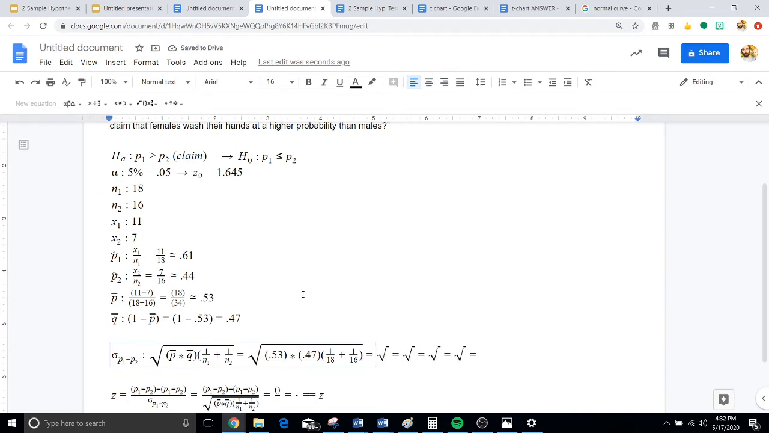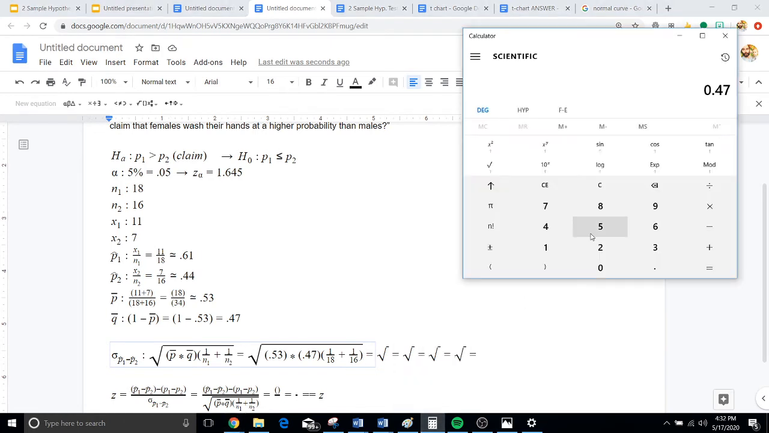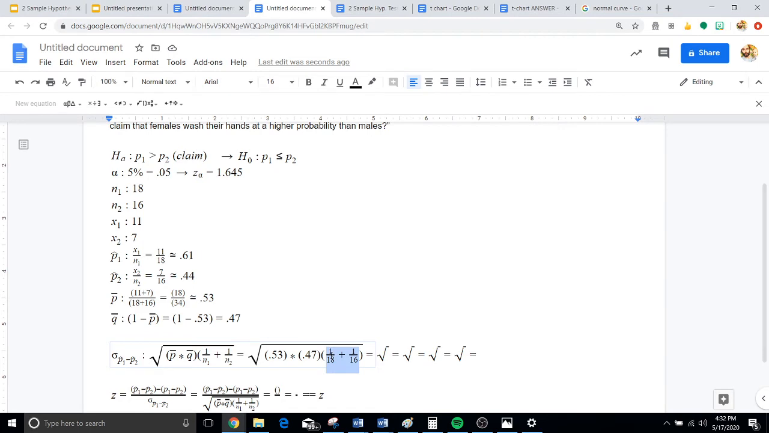All right, let's start off by finding out what 1 over 18 plus 1 over 16 is. We can use a calculator to do that. So we'll make sure we put it in parentheses. 1 over 18, and we're going to add that to 1 over 16. And that gives us approximately 0.118. So we're going to replace this right here with 0.118.